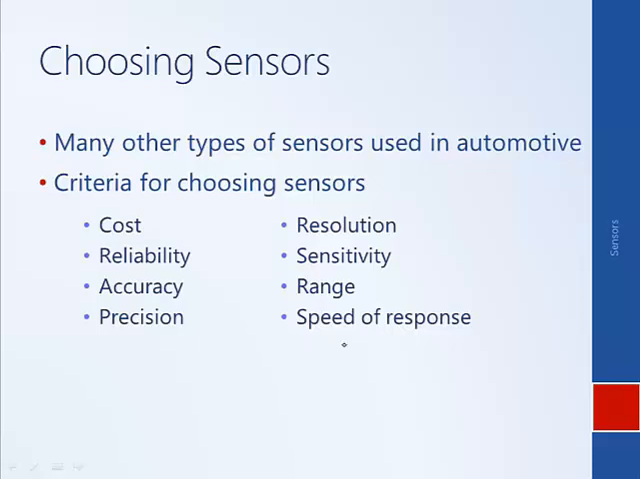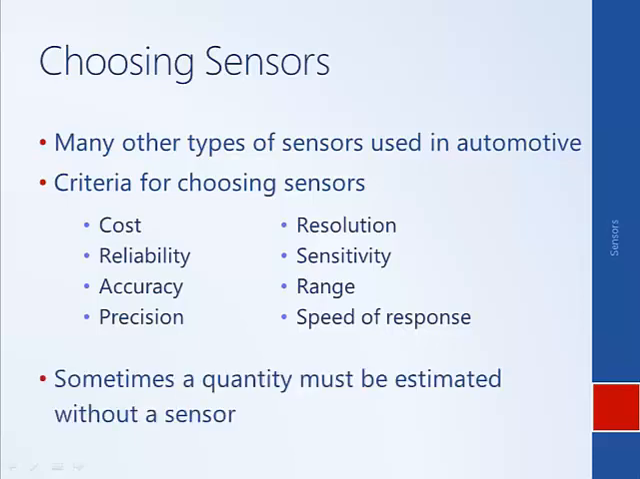And a final criteria, which may not be that intuitive, but which we'll talk about in greater detail, is the speed of response of the sensor. So in general, it turns out that a change in speed or a change in displacement does not cause an instantaneous change in the output of the sensor. It takes time for the sensor to react. And so the speed of response is an important quantity that needs to be considered.